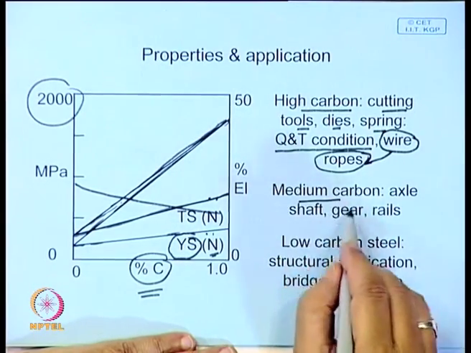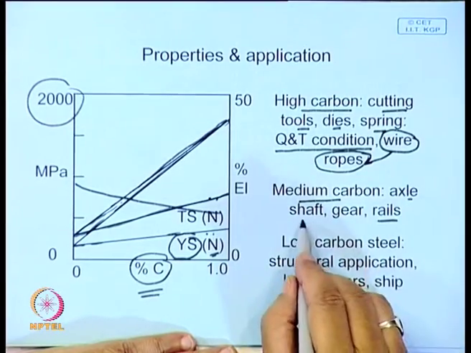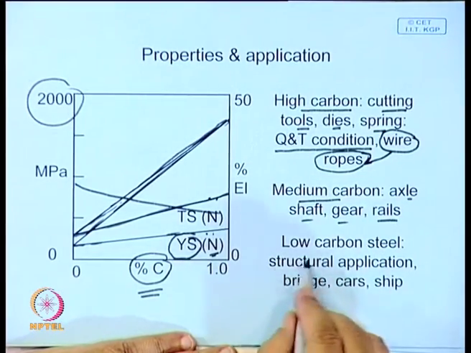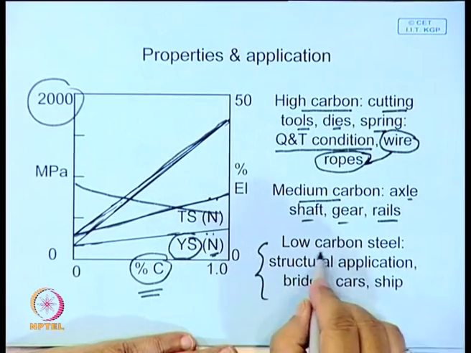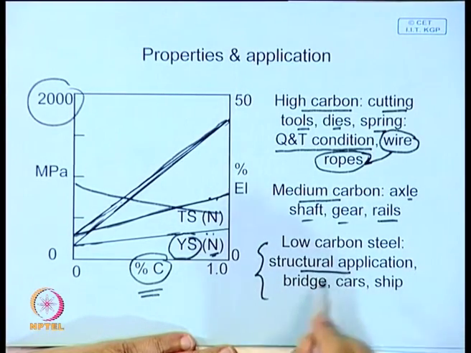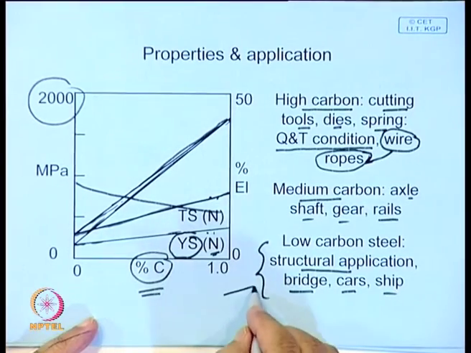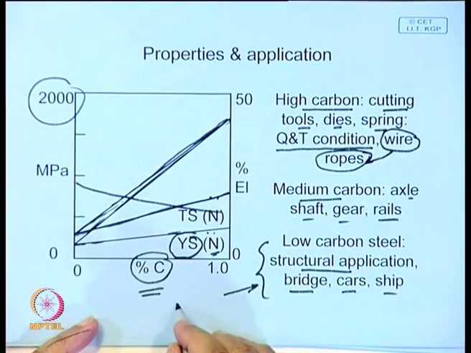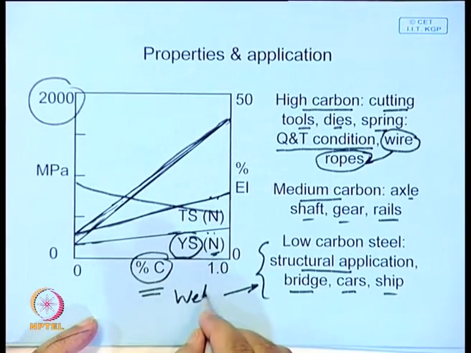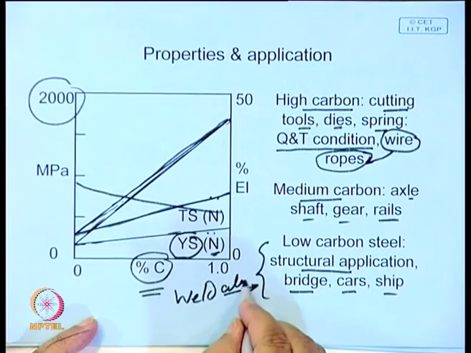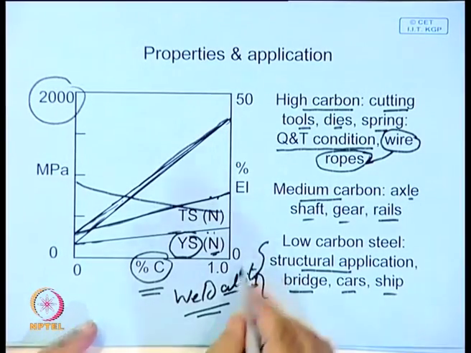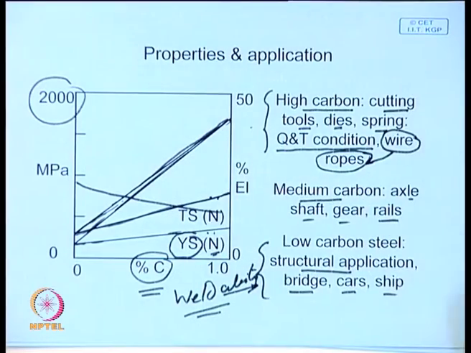Then medium carbon steels are used for rails, axle, shaft, gear. Then low carbon steels, bulk of the material belongs to low carbon steel. Their bulk application is structural application, bridge, car, ship, and one of the important properties that they must have, apart from the strength and ductility, is good weldability. So, they should be weldable, whereas these other materials will be extremely difficult to weld.